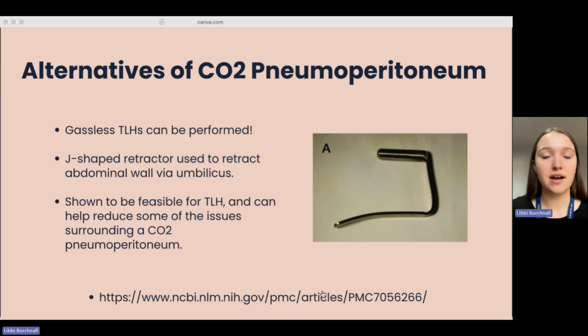I read a paper about total laparoscopic hysterectomies, comparing traditional laparoscopic TLHs to gasless TLHs. And you might think, well, how do they do this? Instead of inserting gas into the abdomen, they use J-shaped retractors to retract the abdominal wall via the umbilicus. And it's actually shown to be feasible for a TLH, and it might help to reduce some of the issues surrounding the carbon dioxide pneumoperitoneum. It's shown that there's no significant difference in operation time, setup time, blood loss, and there's no serious complications either.